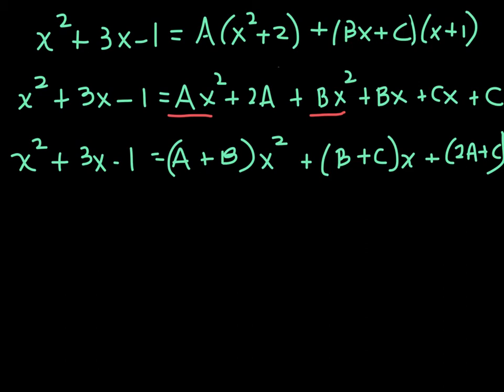Other like terms here are either your first degree terms, bx and cx, and notice that the coefficients are b plus c. So that's why I have b plus c times x. Finally, what we have here are the constant terms. So you've got 2a and c, so 2a plus c over here.